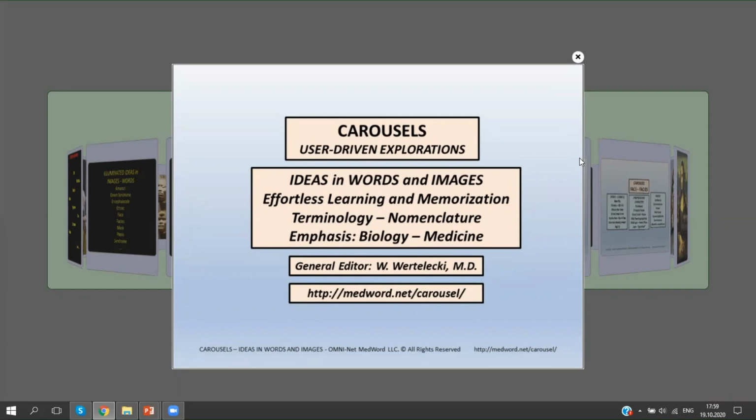The intent of the carousel is to stress words and images in terms of what ideas they try to convey. It is an effortless method to memorize terminology, nomenclature, to memorize nuances, and to learn English variety of expressions for those who are not native English speakers. Images are international, they are not language dependent.